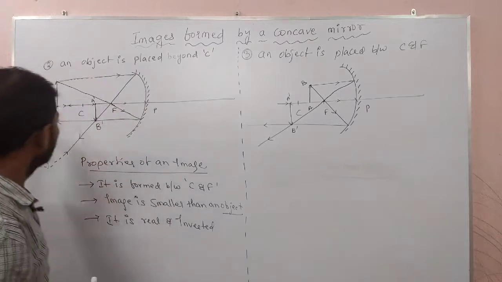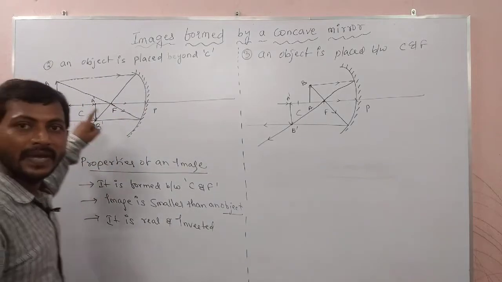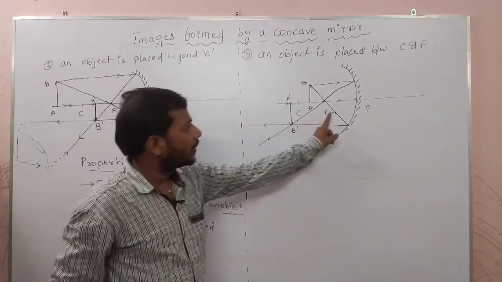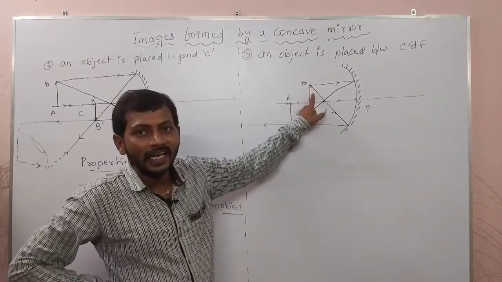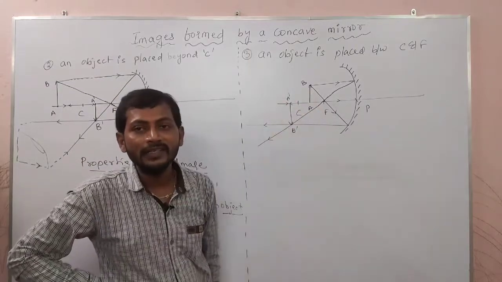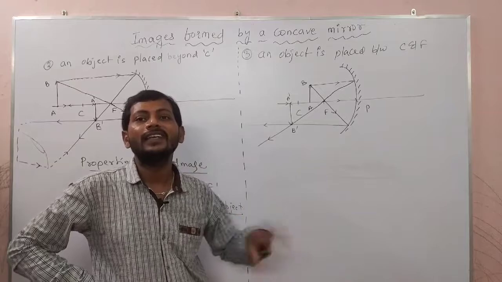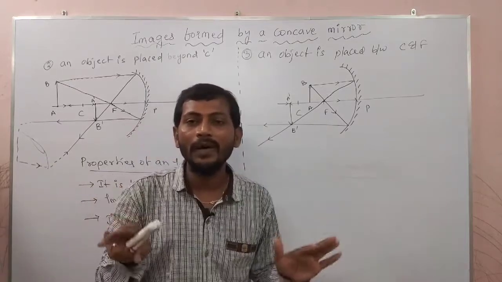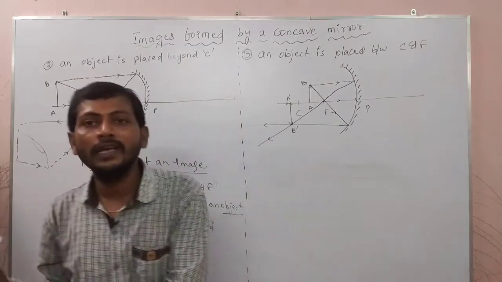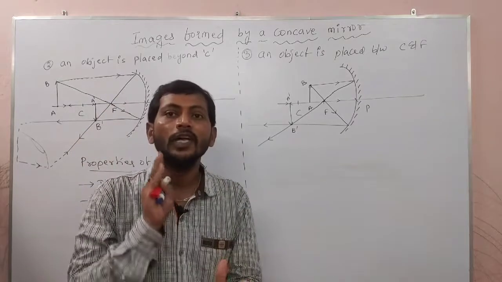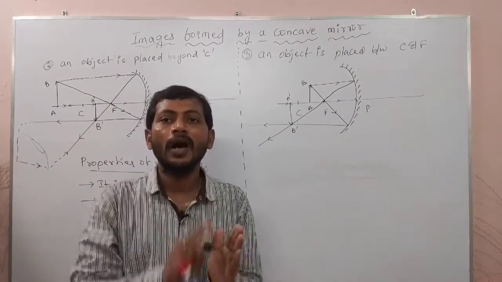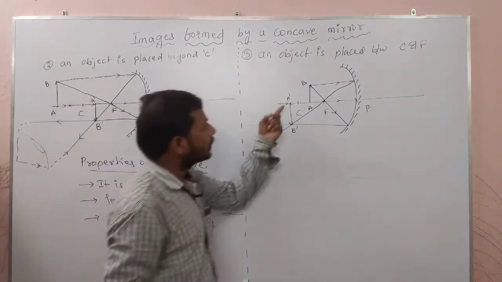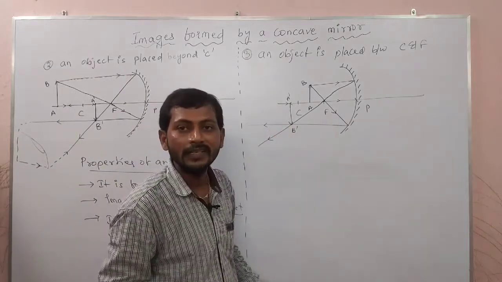Once observe here, very interesting. When the object is behind C, the image is between C and F. Here when the object is between C and F, where is the image? Behind the C. That's why I have taken this case. Interesting to remember: if the object is behind C, the image is between C and F. If the image is between C and F, the object is behind C. Clear?